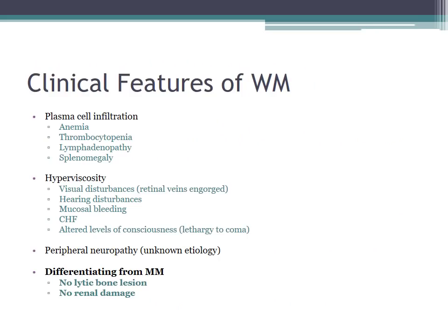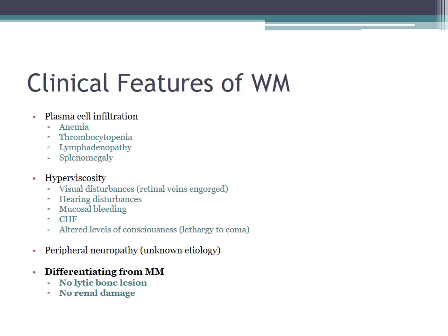Plasma cell infiltration is one of the major clinical features of lymphoplasmacytic lymphoma. Plasma cells will start to invade the bone marrow and will lead to problems such as anemia and thrombocytopenias due to decreased production of normal cells due to the infiltrate. You can also have infiltration of the plasma cells into the lymph nodes, causing lymphadenopathy, as well as the spleen, leading to splenomegaly. In patients with lymphoplasmacytic lymphoma, there is also hyperviscosity, which can cause visual and hearing disturbances, mucosal bleeding, possibly CHF, and altered consciousness in these patients.